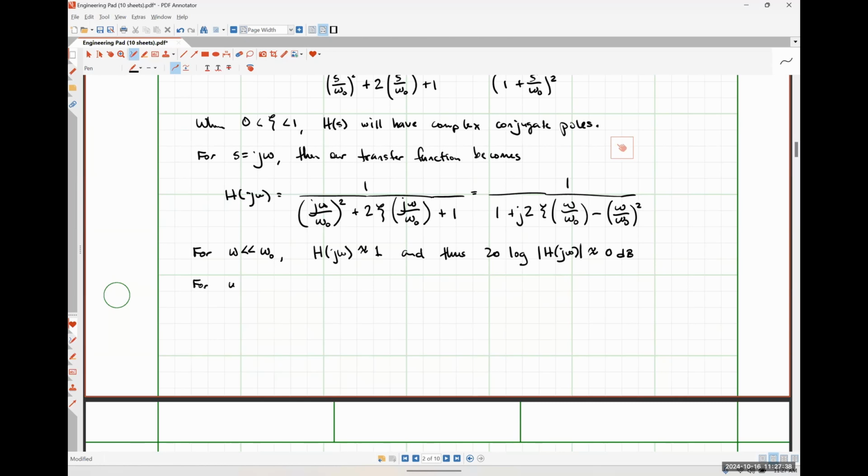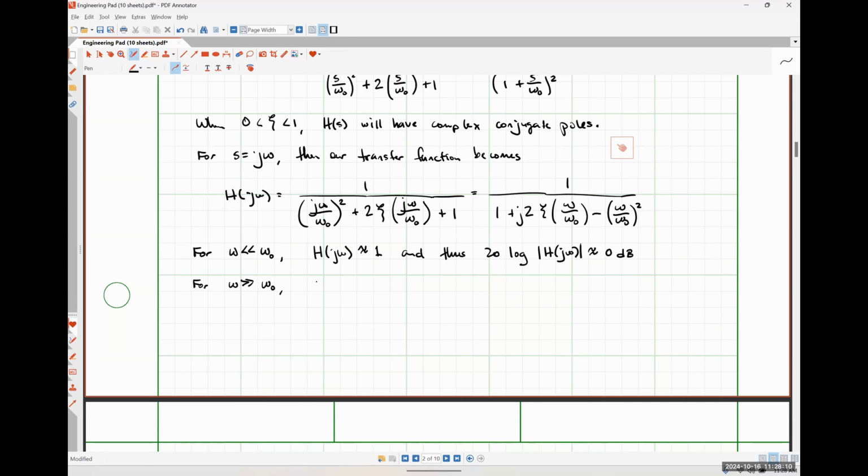So for omega much greater than omega naught, what's going to happen? This term over here on the right-hand side is going to be the dominant contribution, okay? So we're going to have some number significantly greater than 1, and we're squaring it. So this guy's going to be real big.